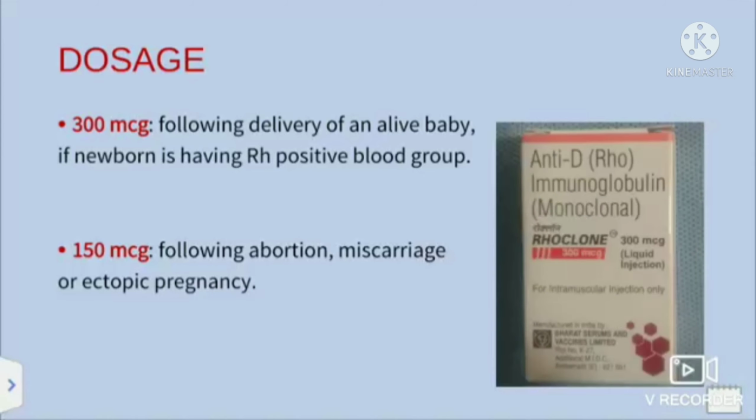Now comes the dosage. Following the delivery of a live baby, if the newborn has RH positive blood group, then we have to give 300 mcg of anti-D injection IM. And if the mother has suffered an abortion, miscarriage or ectopic pregnancy, then the dosage is halved to 150 mcg, and this is also given IM.